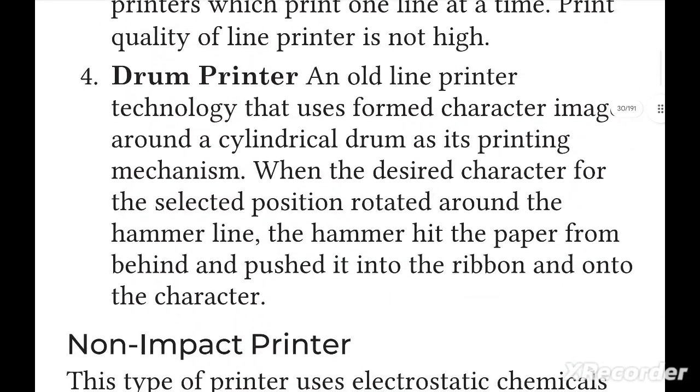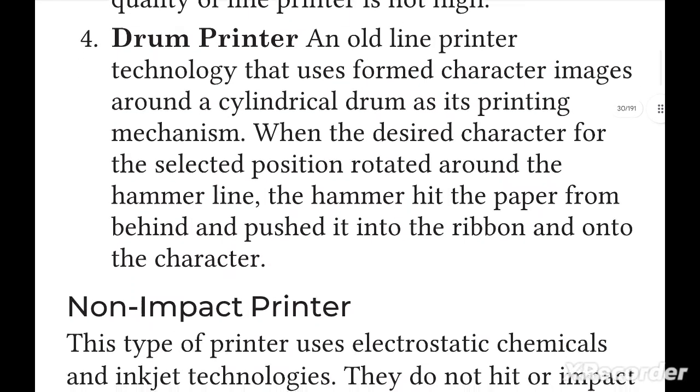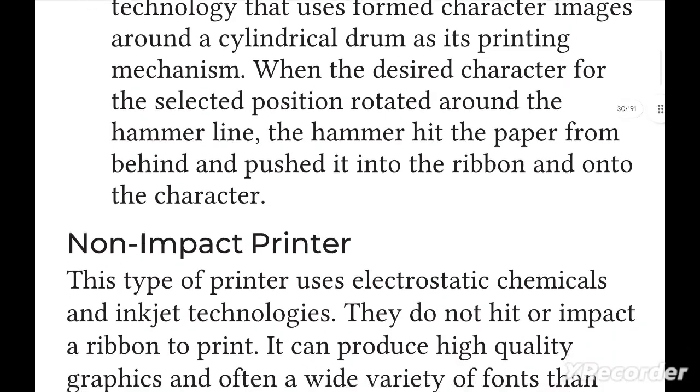Fourth, drum printer. An old line printer technology that uses formed character images around a cylindrical drum as its printing mechanism. When the desired character for the selected position rotated around the hammer line, the hammer hit the paper from behind and pushed it into the ribbon and onto the character.